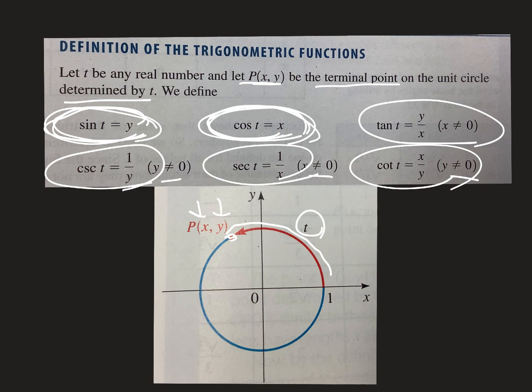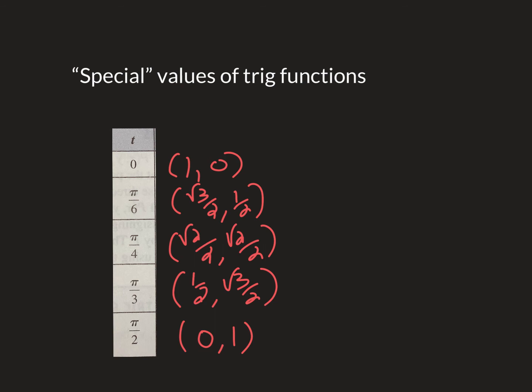So let's review real quick. You can pick any number you want, t. You go that far around the unit circle. When you get to how far t is, you end up at a point. The point has an x and a y. Cosine of t is the x coordinate. Sine of t is the y coordinate. Tangent of t is y over x. That is so huge.